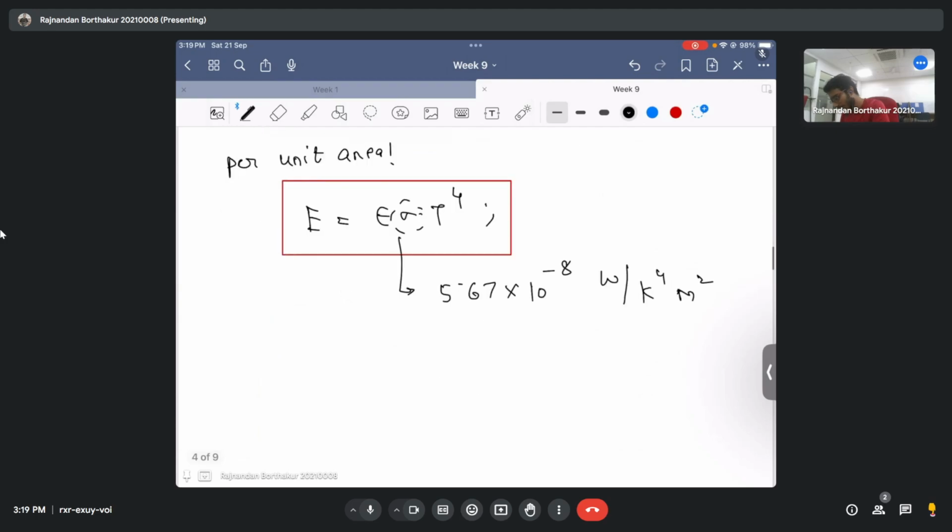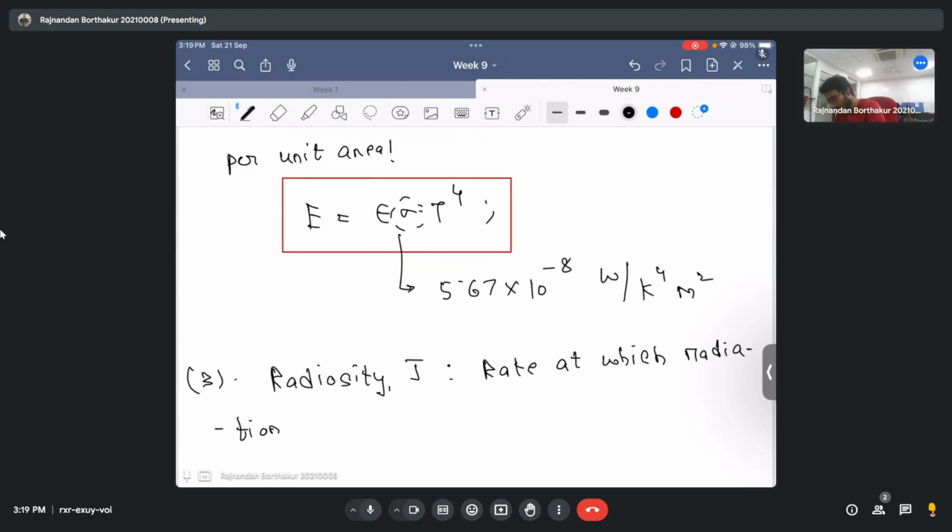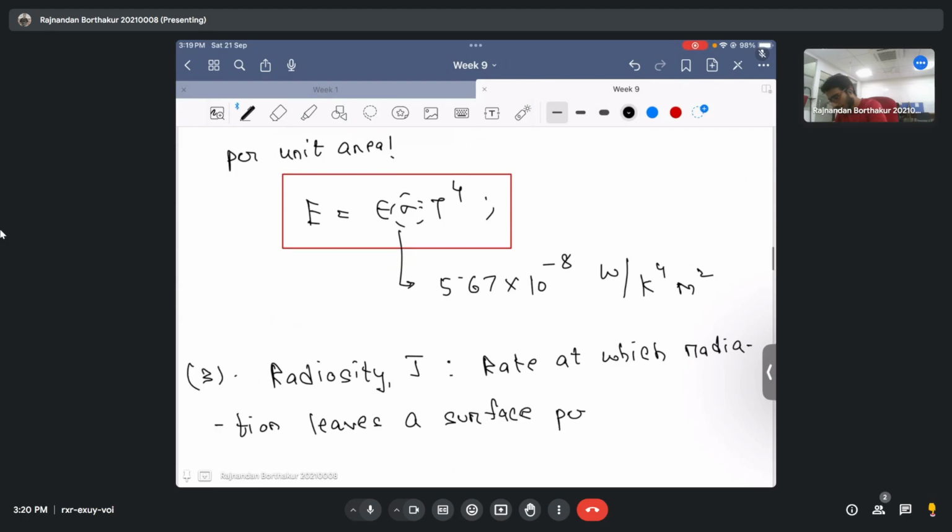The third flux that you need to understand is known as the radiosity, and commonly in the literature this is denoted as J. This radiosity is formally defined as the rate at which radiation leaves a surface per unit area.